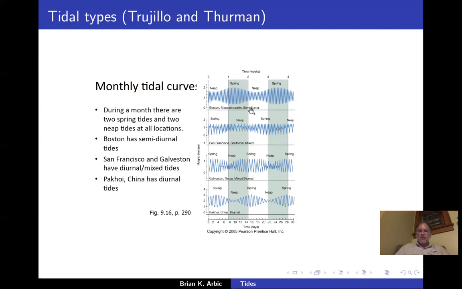And then most places in the world are mixed diurnal, semidiurnal. San Francisco, for instance, has 2 high tides a day that are noticeably not the same, and 2 low tides a day that are noticeably unequal. Most places in the world have fairly substantial semidiurnal and diurnal tides. So that means they see 2 highs and 2 lows per day, but they're definitely not the same.